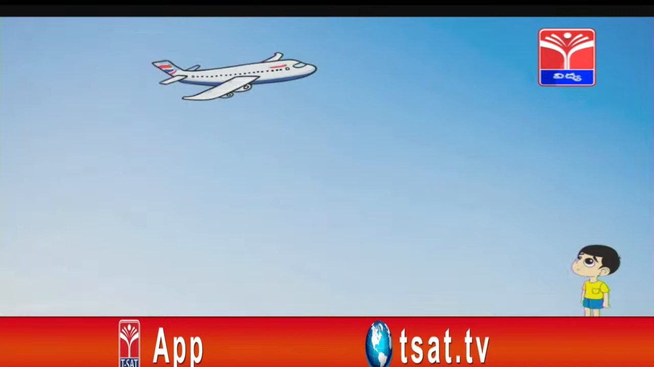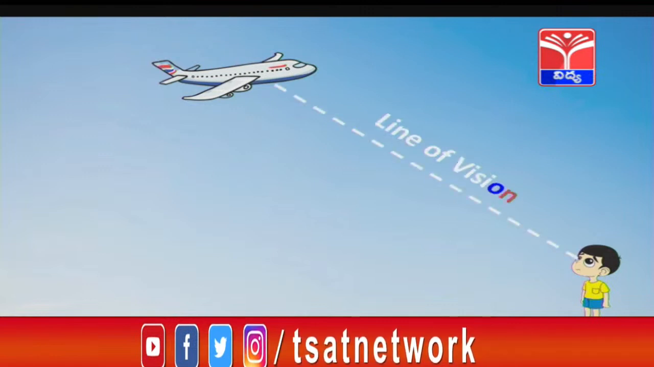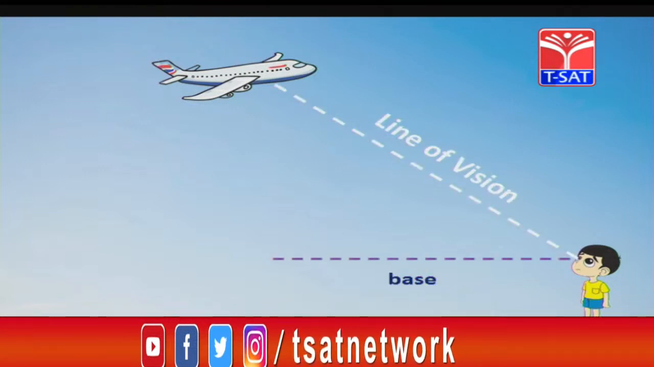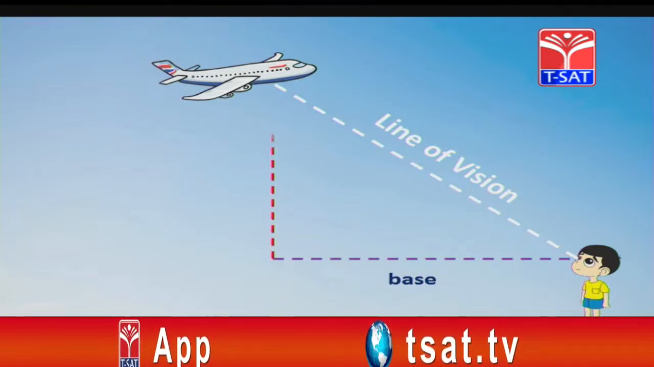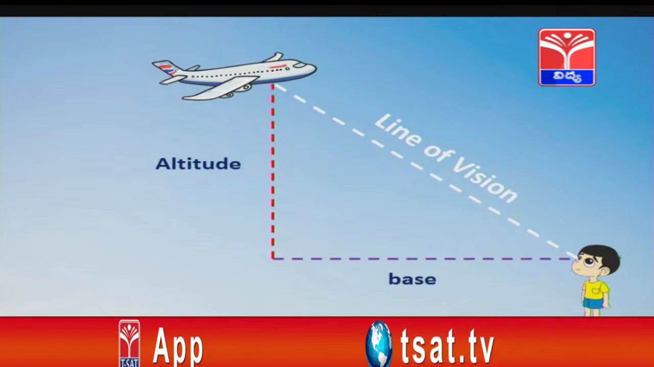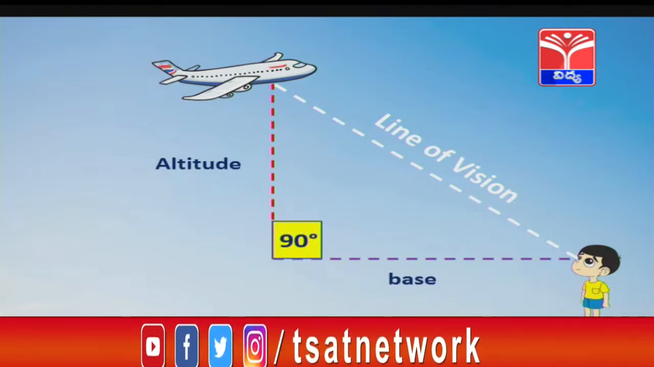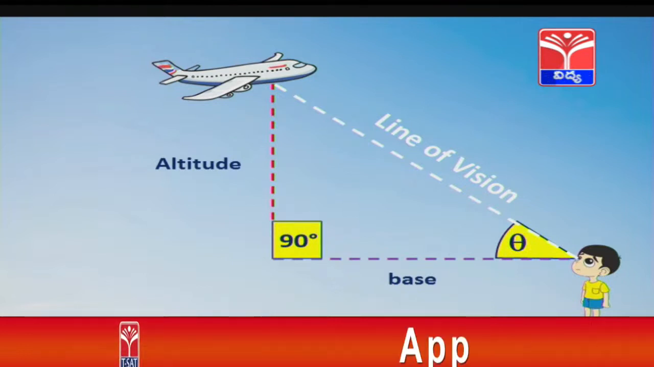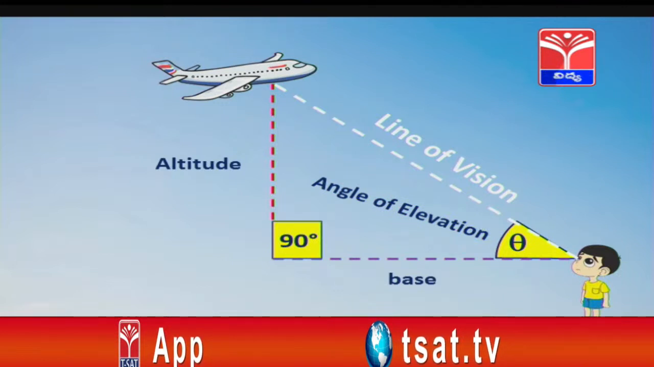Now, there is an aeroplane, the same boy who is going to observe the aeroplane from the ground. This is called the line of vision. His horizontal line of vision is called the base. Now, this is the vertical height, or you can say the altitude at which the particular aeroplane is flying. Same procedure. What do you call that? Right angle. Now, this is the angle of vision. Since the child is looking up, what do you call this? This is also called the angle of elevation.